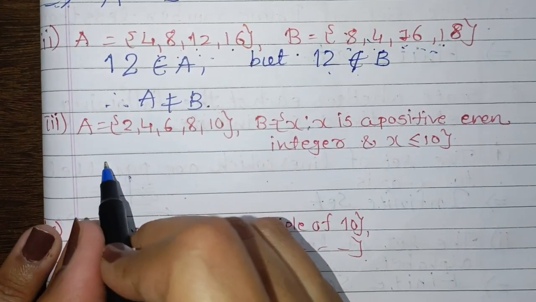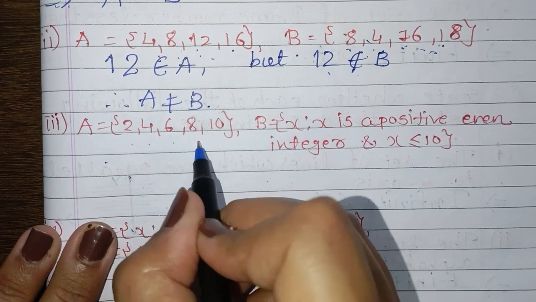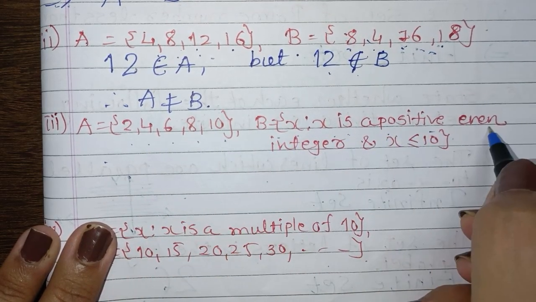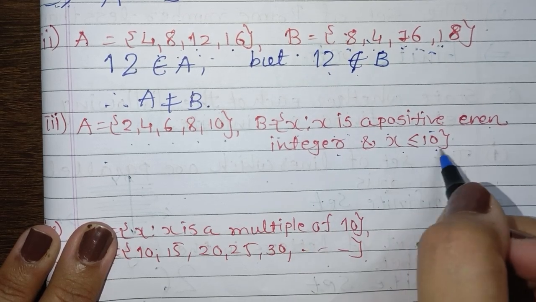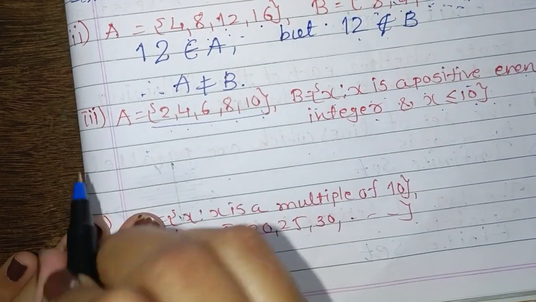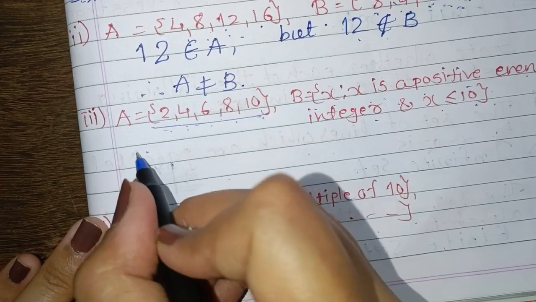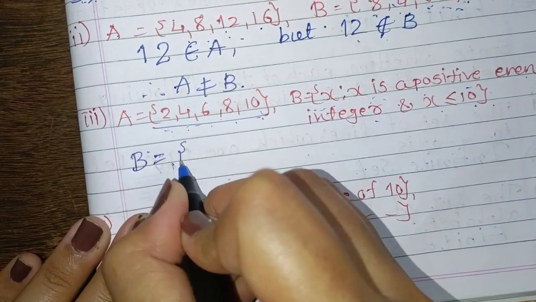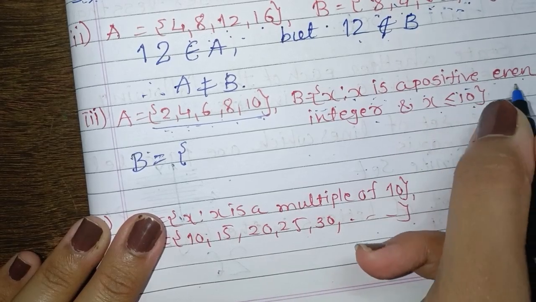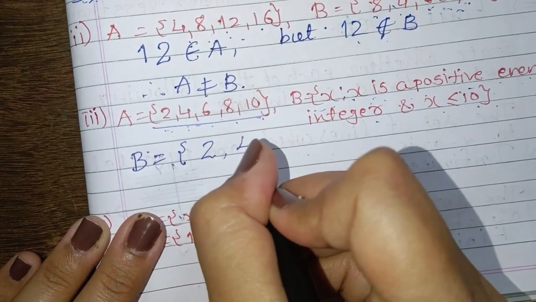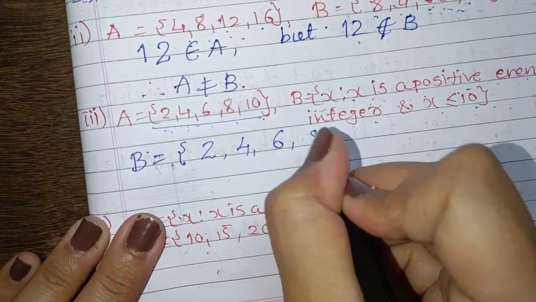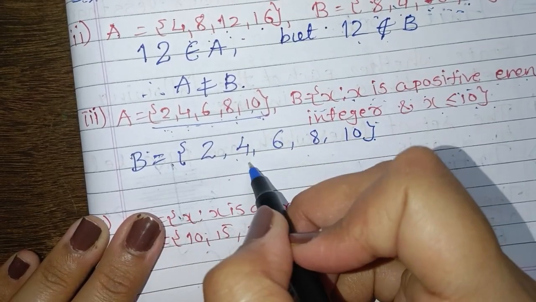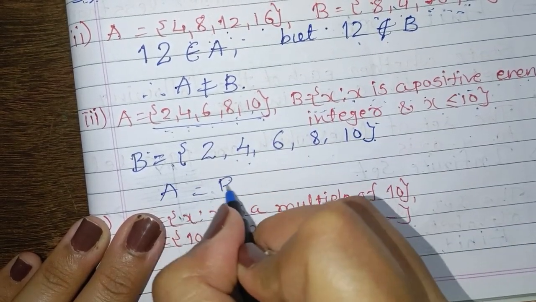Third question is A equals {2, 4, 6, 8, 10} and B equals {x : x is a positive even integer, x less than or equal to 10}. Here we have numbers 2, 4, 6, 8, 10 and if we write the set x is a positive even integer, 2, 4, 6, 8 and 10. These elements are equal, that's why A equals B.